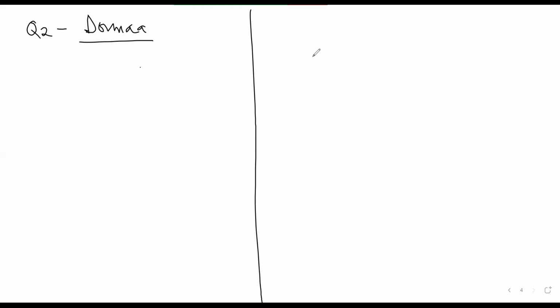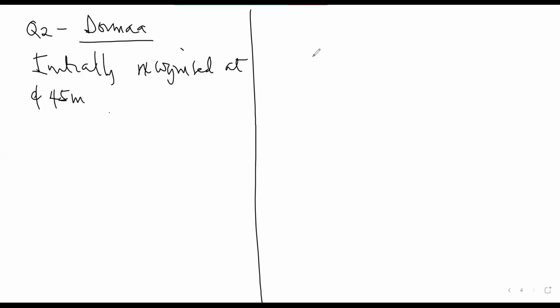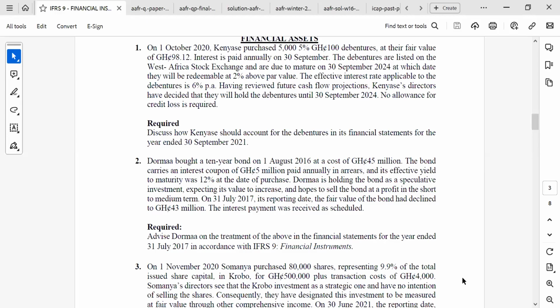Okay. So that will be Doma. Then the instrument should be recognized initially at its cost at 45 million. 45 million. Okay. And what is the coupon interest? What is the actual interest on this? 5. Okay. So the coupon interest of 5 million should be taken to profit or loss.